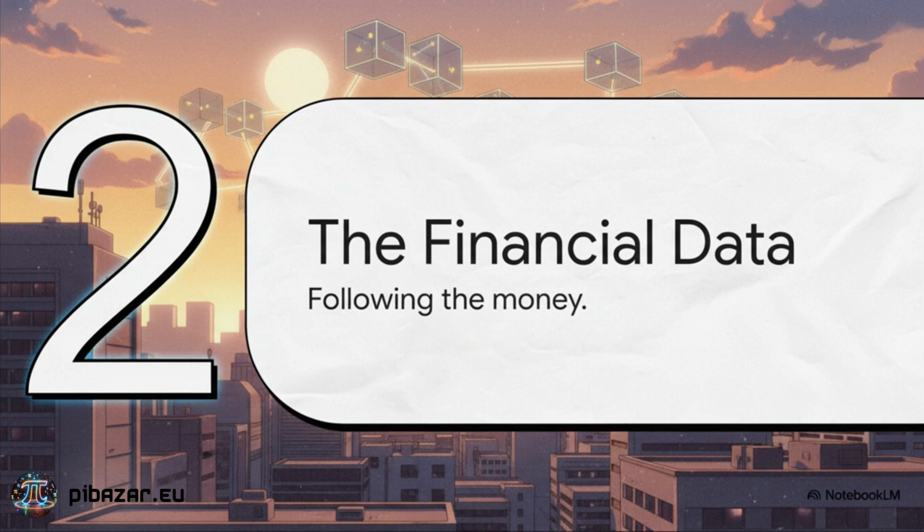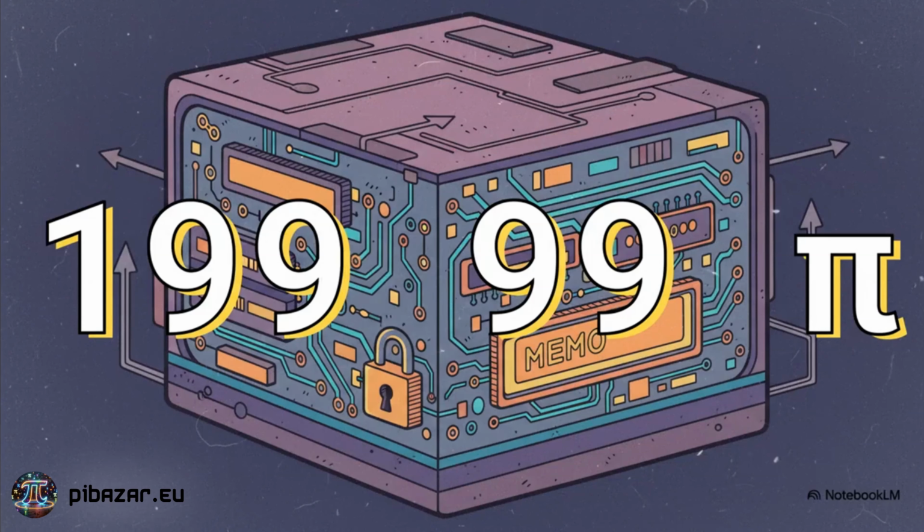Okay, so we know who's involved. Now for the fun part. Let's follow the money. We're diving into the financial data to see what the numbers really tell us. In your wallet, you'd see this nice, clean number, 199.99 Pi. Super simple, easy to read, makes perfect sense to us humans.